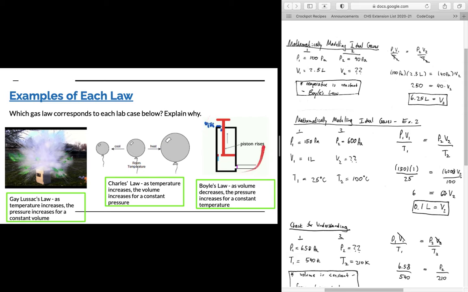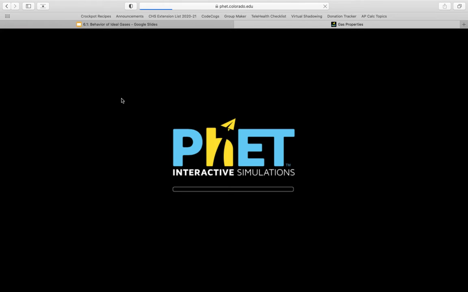And then lastly, we have Boyle's law. Boyle's law is like a bike pump. As volume decreases, the pressure increases for a constant temperature. The temperature inside a bike pump will stay relatively constant, and so as you compress down on a piston, the pressure inside the bike pump will increase as the volume decreases.